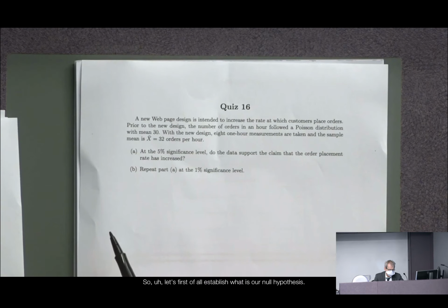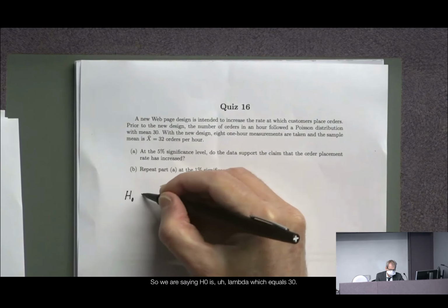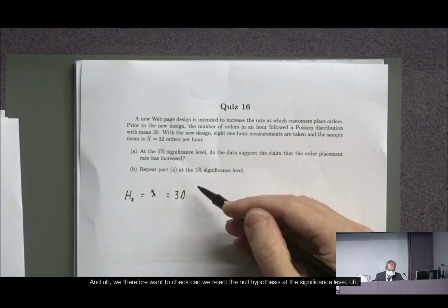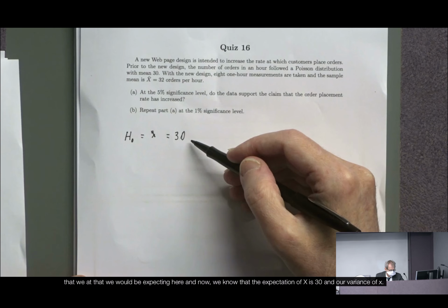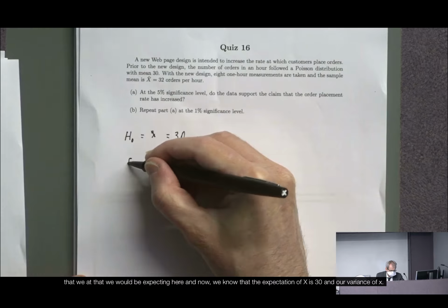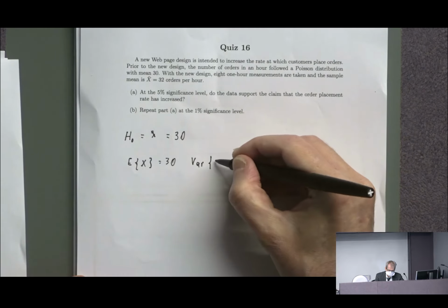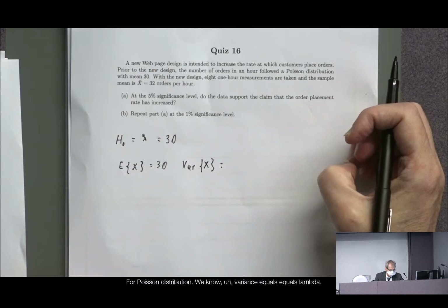So let's first of all establish what our null hypothesis is. Well, it is that the new web design did not create any changes, so H0 is lambda equals 30. And we therefore want to check, can we reject that null hypothesis at the significance level that we would be expecting here. Now we know that the expectation of x is 30, and for a Poisson distribution, we know variance equals lambda.